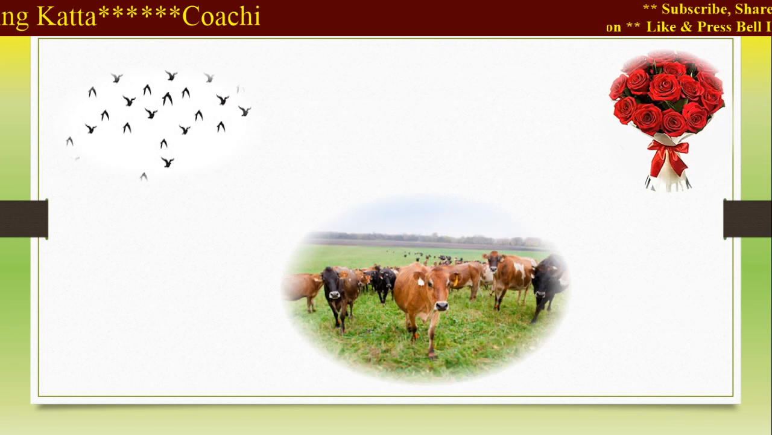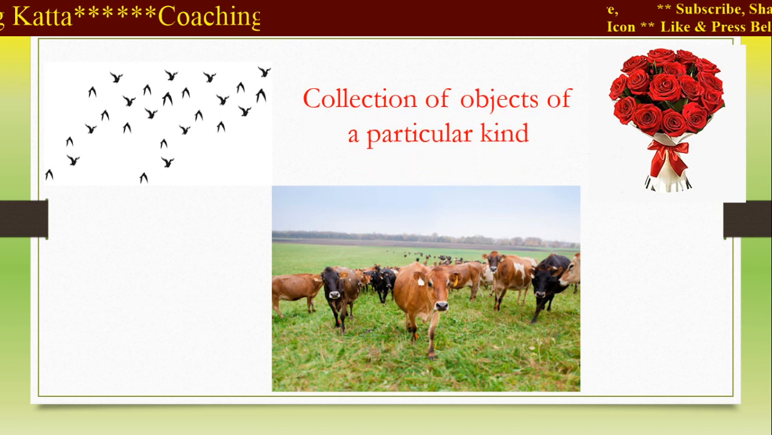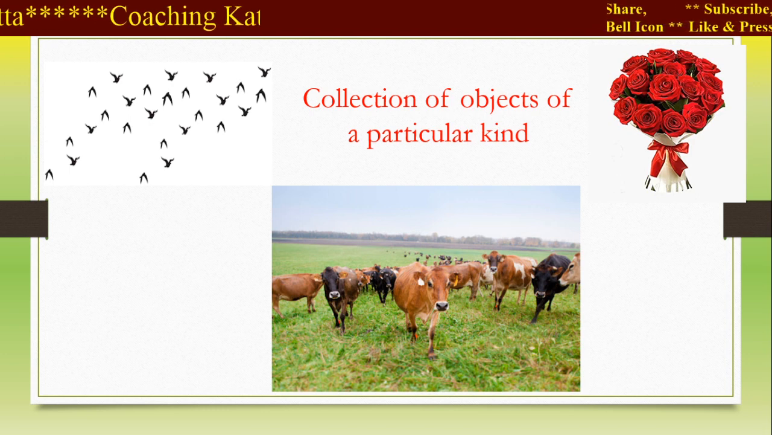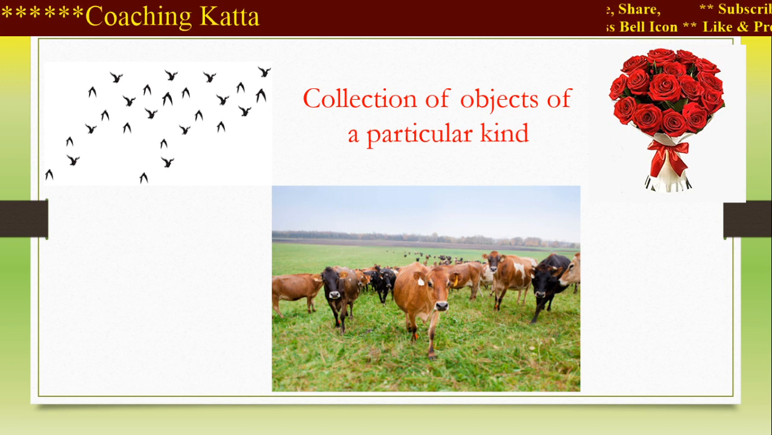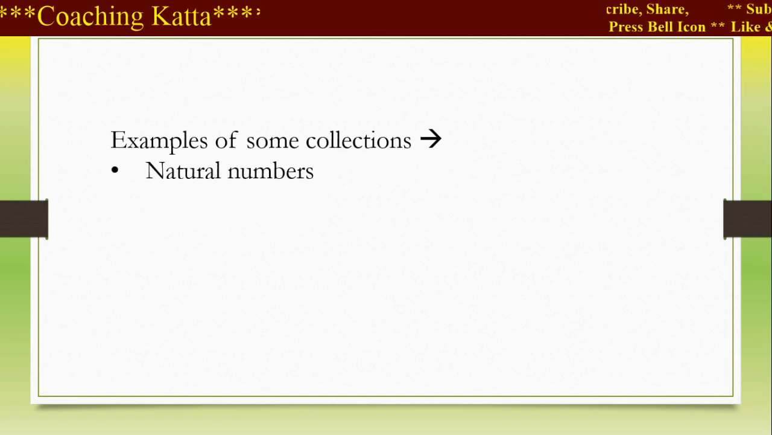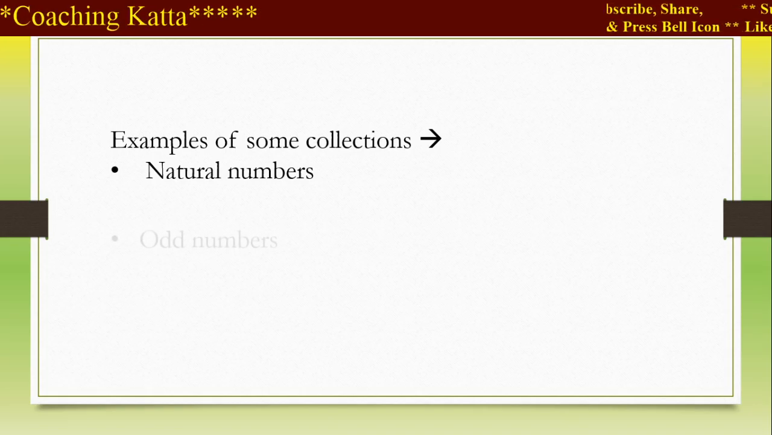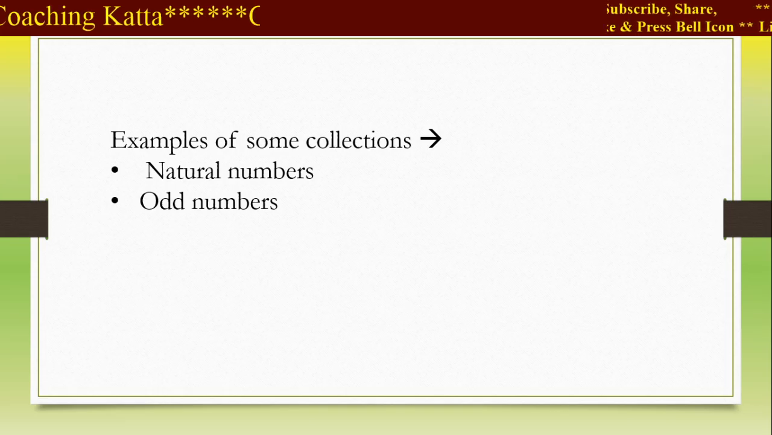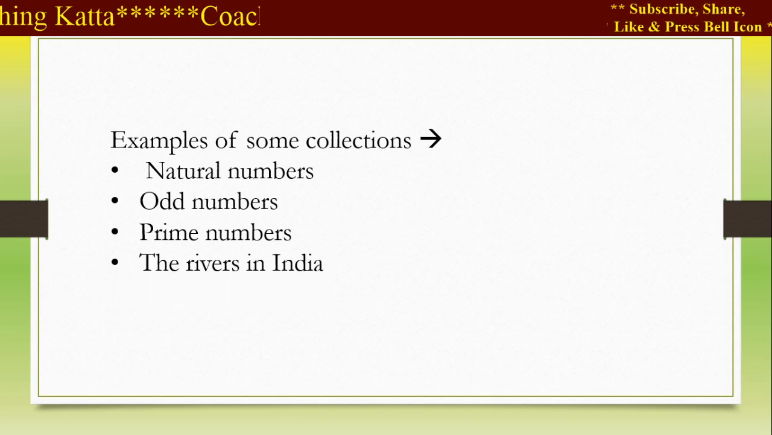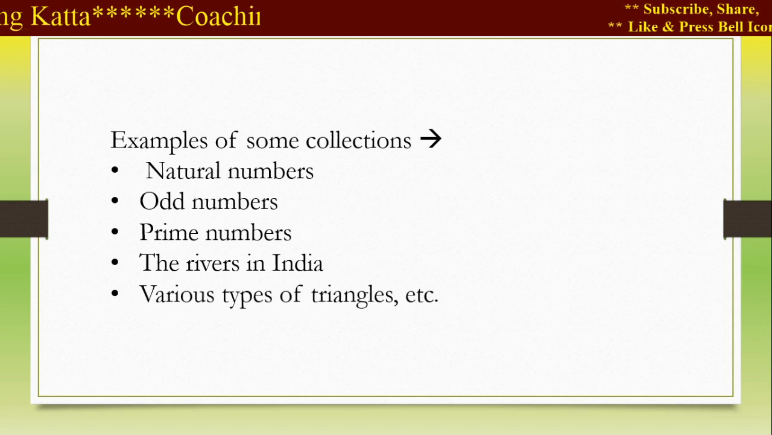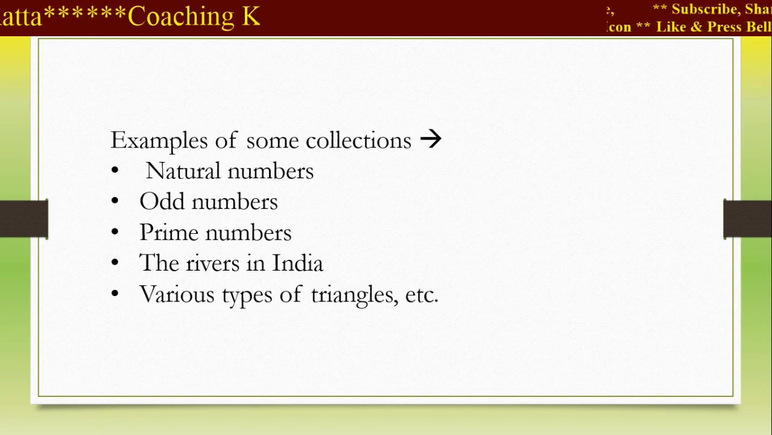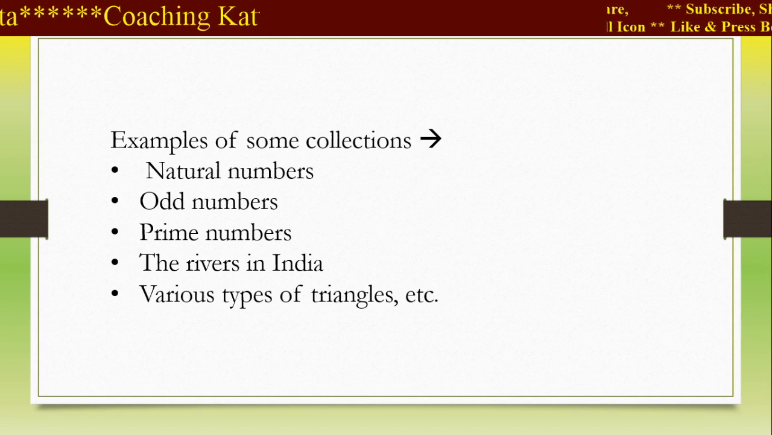In everyday life we often speak of collection of objects of a particular kind such as bouquet of flowers, herd of cows, crowd of people, etc. In mathematics also, we come across collections, for example, natural numbers, prime numbers, odd even numbers, etc. We note that each of these examples is a well-defined collection of objects in the sense that we can definitely decide whether a given particular object belongs to a given collection or not.